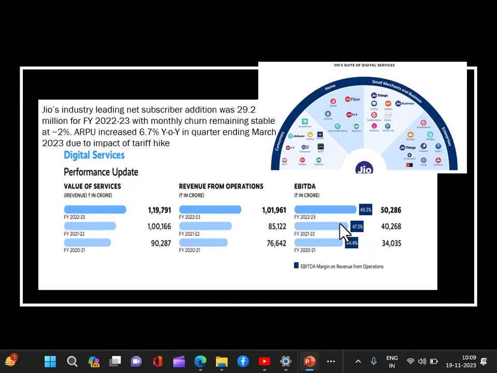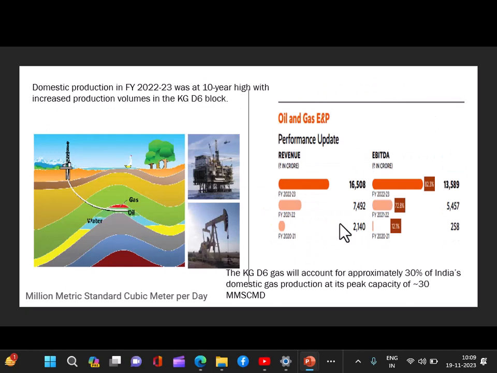So this is their oil and gas exploration business. Okay, so this is the business where, again, if the oil price goes up, they make more money. If the oil price goes down, they lose, because this is their final product. Here the turnover is not big. It started with 2,140 crores and went to 16,000 crores of revenue, and EBITDA has gone up from 258 to a staggering figure of 13,589. Which means the oil has favored them in these couple of years.